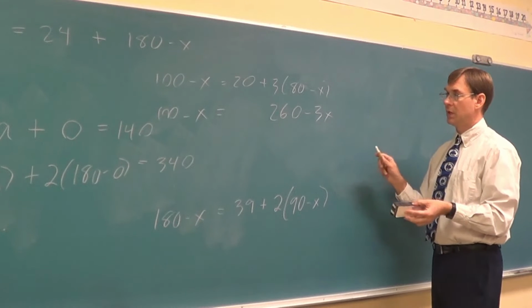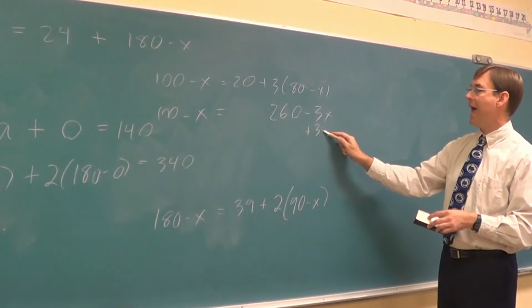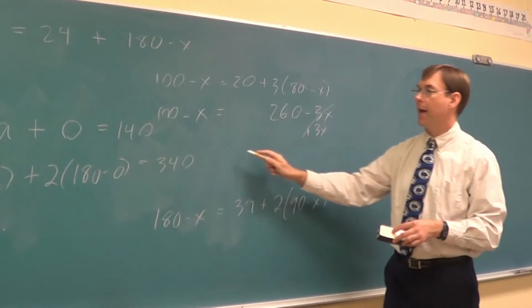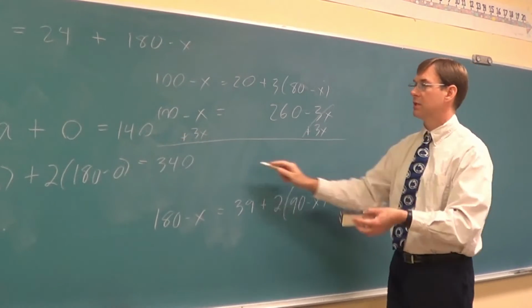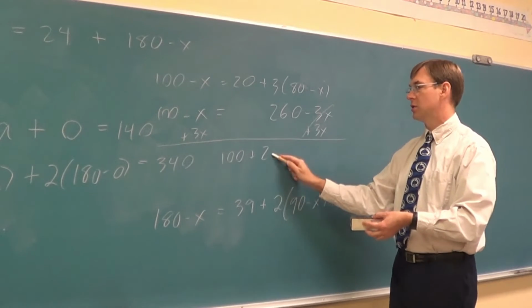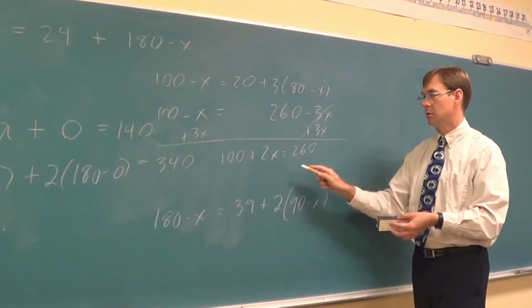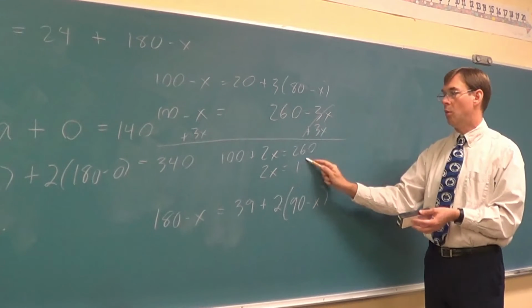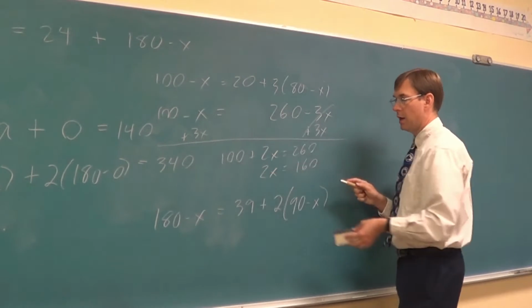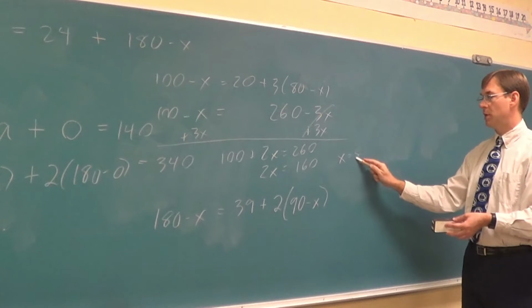Get x on the same side. x is on the same side. So I'm going to add 3x to eliminate that. If I add 3x there, because we do the same on both sides, I've got 100 plus 2x is 260. So 2x would be 160, once we subtract the 100. So x would be 80.